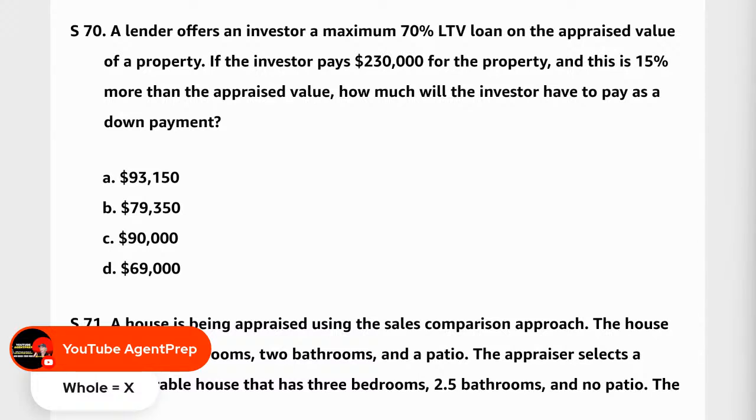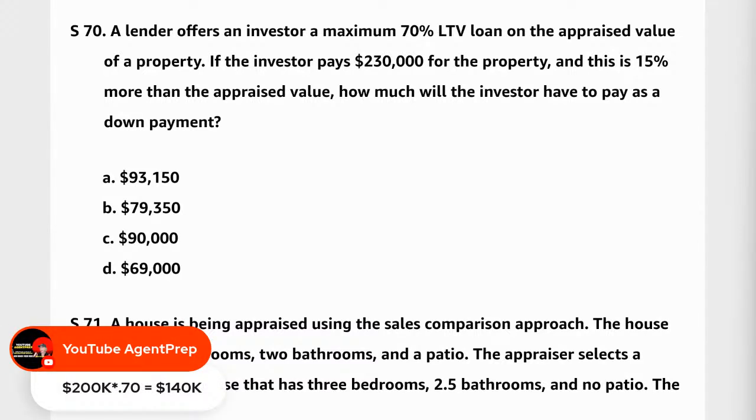So part divided by the rate is 230 divided by 115%, which is 1.15. That'll give us 200,000, which is the whole in the formula of the T.